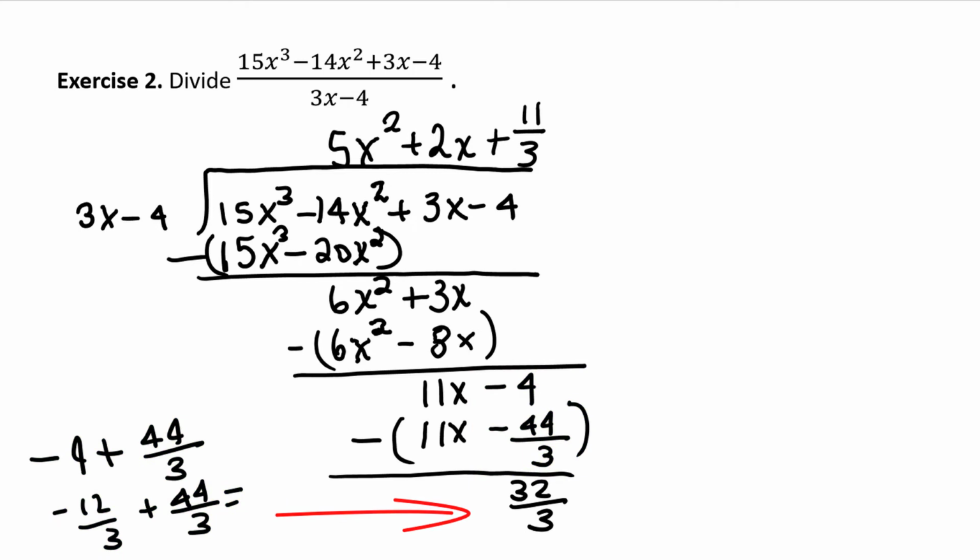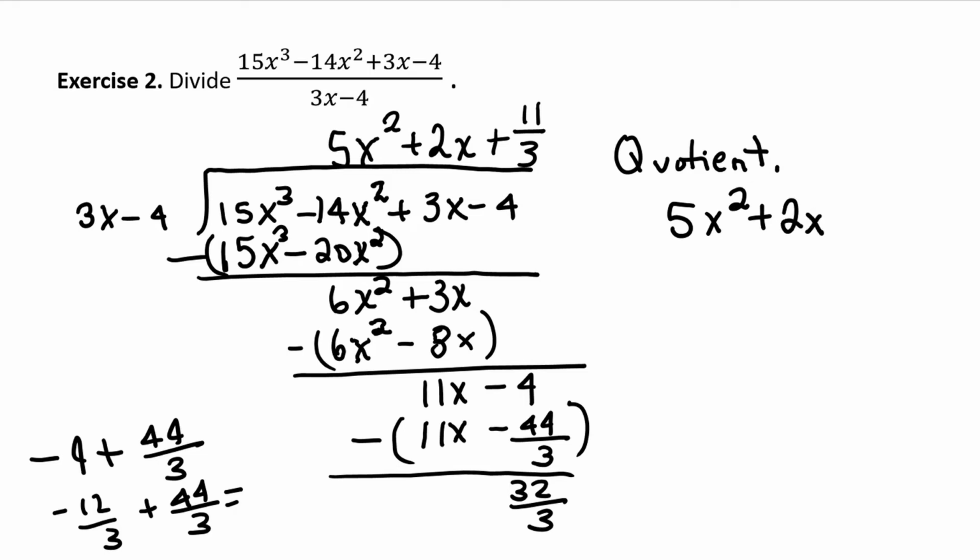And so express your answer. Your quotient is the polynomial 5x squared plus 2x plus 11/3, and you have a remainder, that's the number or whatever is remaining, of 32/3.